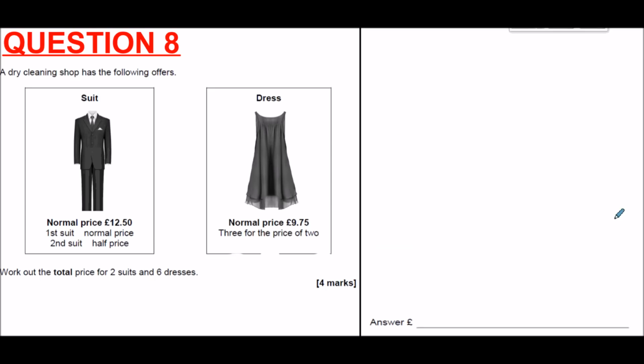Question 8. We've got a dry cleaning shop with different offers, and we're asked to work out the total price for 2 suits and 6 dresses. And so what I'd suggest we do is take the suits first, come to the dresses after. So the first suit is going to be normal price, which will be £12.50. And the deal here, it says the second suit is going to be half price.